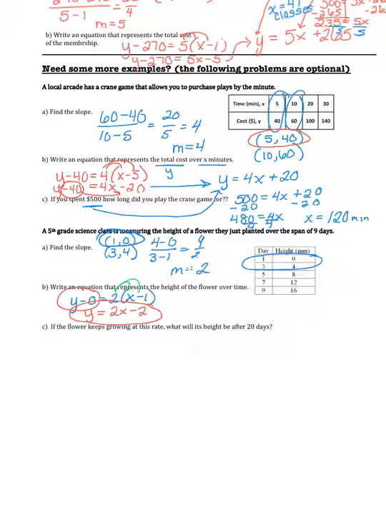So if the flower keeps growing at this rate, what will the height be after 20 days? So the height is y. That's the outcome. And the time will be x. So what I'll do is I'll plug in 20 for x and solve for y. So that gives me 40 minus 2. Okay, so my height will be 38, and it looks like millimeters.